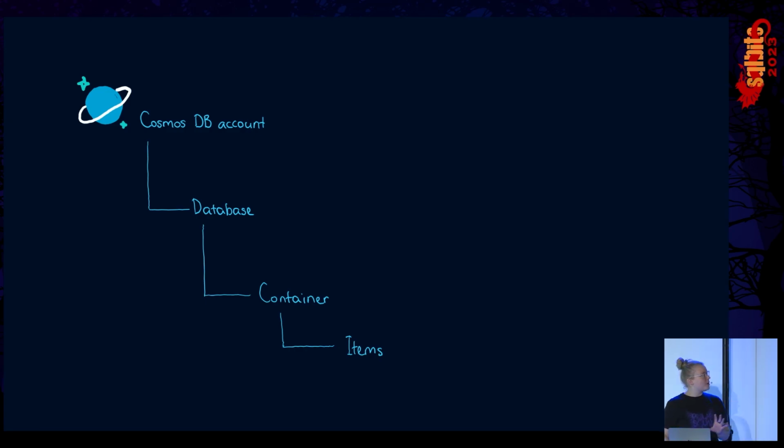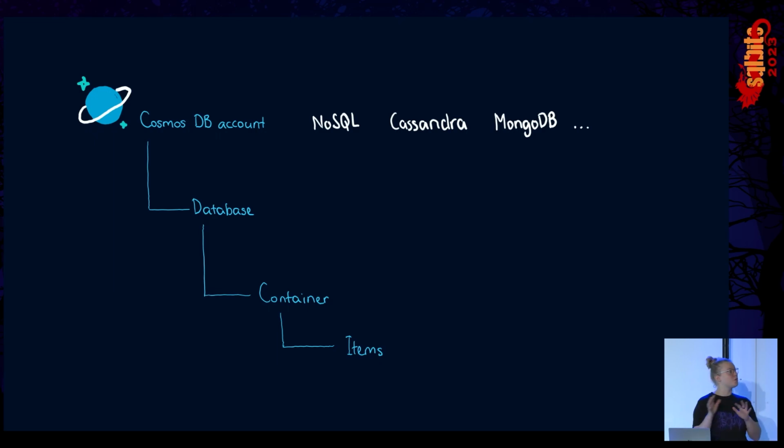So if we think about this hierarchy, what we do on the account level is this is where we choose which of the different APIs we might use. So do we use NoSQL, Cassandra, MongoDB, etc. So that is where we really choose which one we use. If we need multiple of the APIs, we do need to then provision multiple Cosmos DB accounts. So that's good to remember.